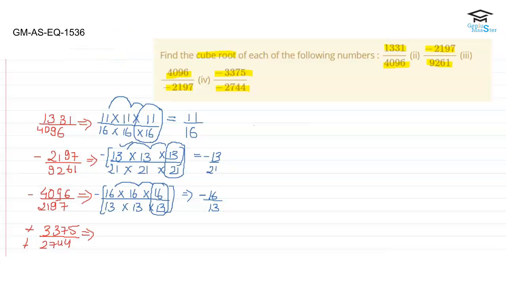Now if we find the factors of 3375, we get 15 into 15 into 15. And when we factorize 2744, we get 14 into 14 into 14. Since 15 by 14 is multiplied by itself 3 times, the cube root will be 15 by 14. That is it.